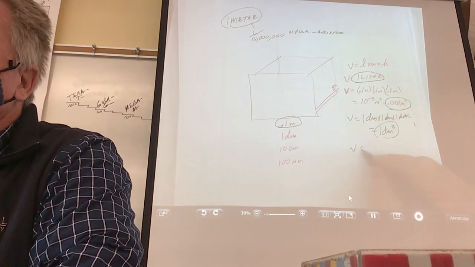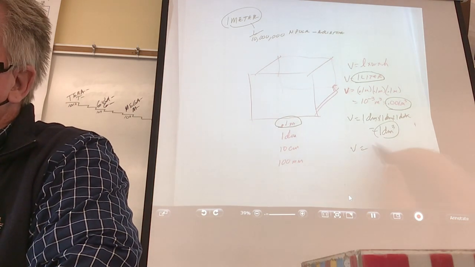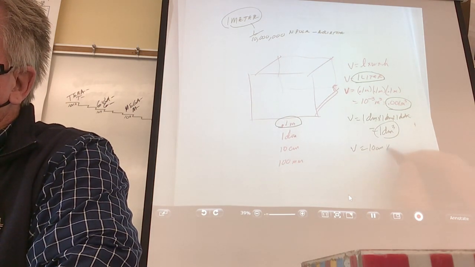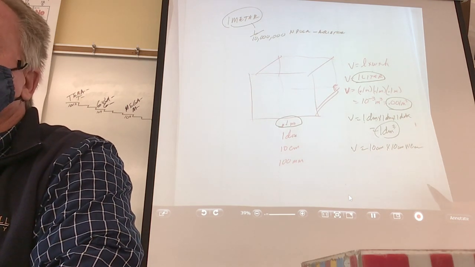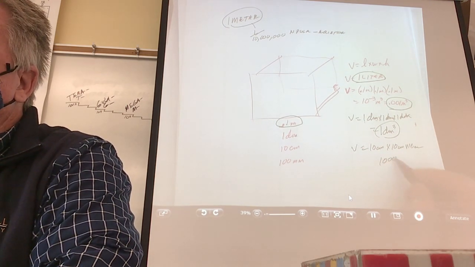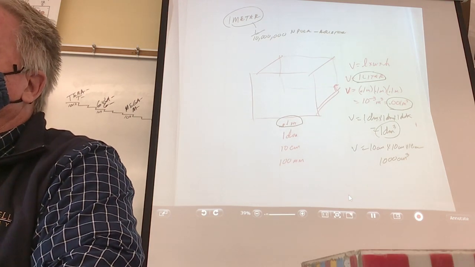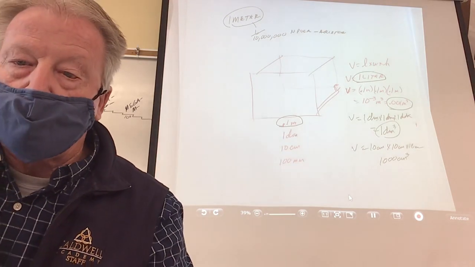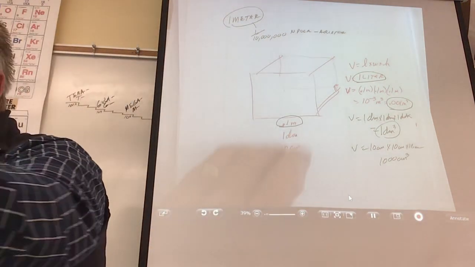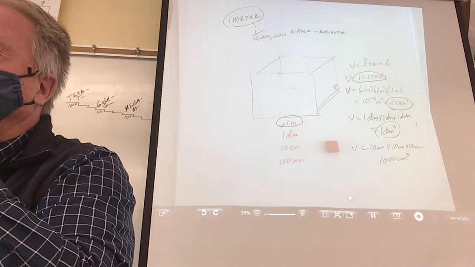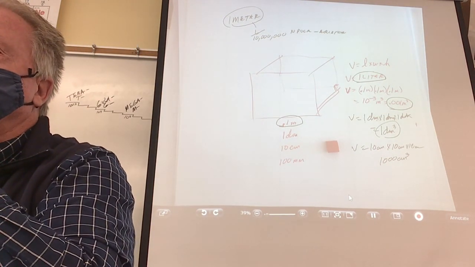What's the other one? Give me another one. Centimeter. All right, how many? 10. Times? 10 times 10. How many is that? 1,000 centimeters cubed. Right? Is that right? Okay. And I'm going to show you something here. See it right there? That's a cube. It's 1 centimeter long and 1 centimeter wide, 1 centimeter high.